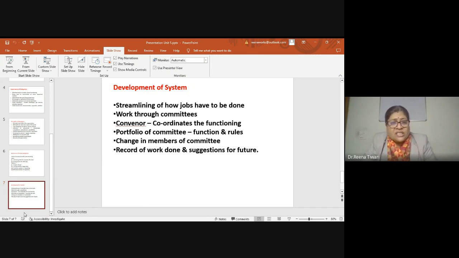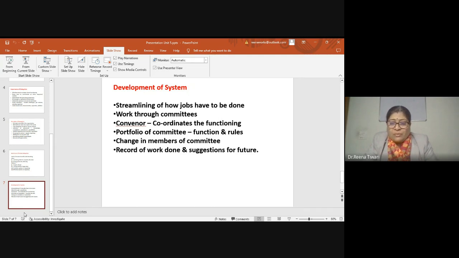So there can be different committees, and if such a system is developed in the school, working through the committees makes the delegation of tasks very easy. The head teacher delegates the task to the different committees, and then the committees and their conveners delegate the task in hierarchy to individual teachers, who have to report back to the conveners, and the convener reports to the head teacher. So it is the convener who coordinates the functioning, and then the delegation of tasks becomes very easy.